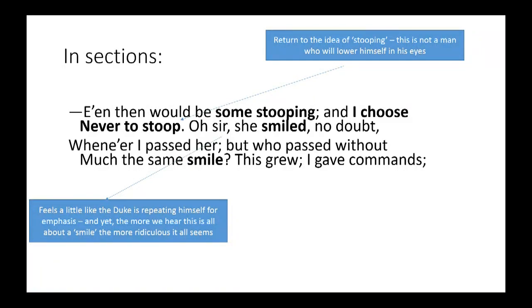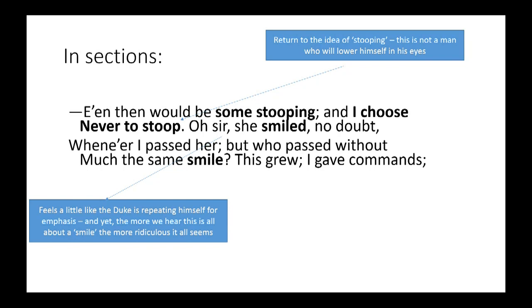Oh, sir, she smiled, no doubt, whene'er I passed her, but who passed without much the same smile? I mean, this idea of smile or spot of joy or blush has been repeated I can't remember how many times by now in the poem, maybe 10. And every time he talks about it again, it feels more and more ridiculous and more infantile, doesn't it? It's like a jilted boyfriend or girlfriend seeing their partner hook up with somebody else and he's looking on. But I don't think there's anything here that's linked to romance or love. This is all to do with possession and power. So this idea of smiling being repeated constantly for emphasis, but feels patently ridiculous from a grown man.